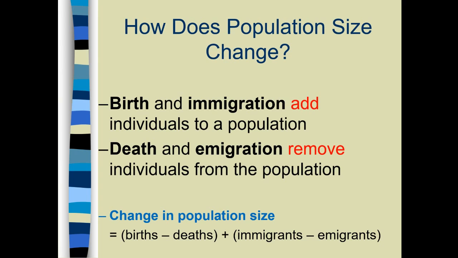This seems kind of self-evident: birth and immigration will add individuals to a population, and death and emigration will remove individuals from the population. So we can calculate changes in population size by focusing on the births minus the deaths, and the immigrants minus the emigrants.